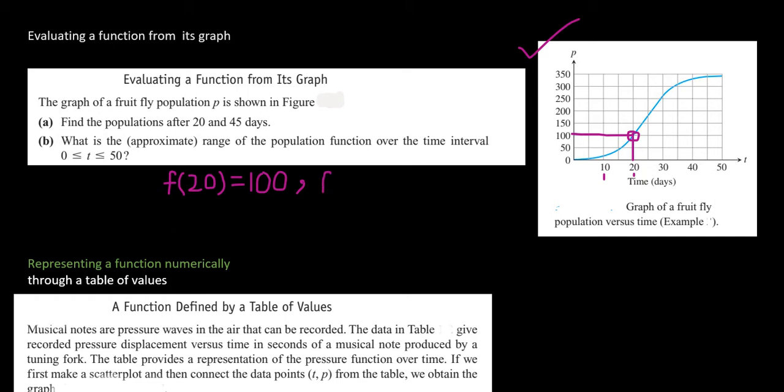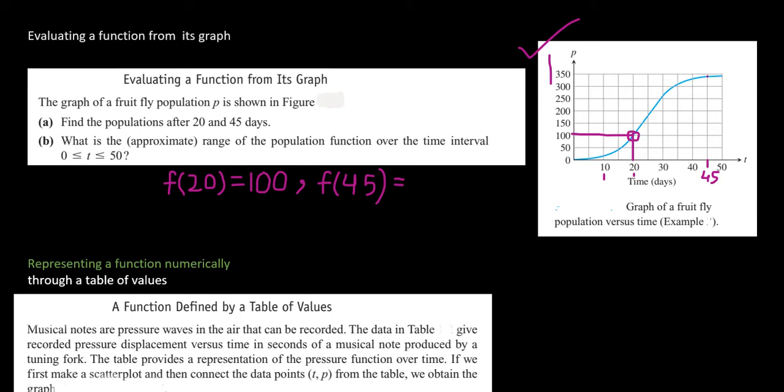So next they were asking about the value at 45 days. When we have 45 days, what will be the population of fruit flies? So here we will use the same approximation. You can see that here it lies over 45, and again we will use the approximation value on our vertical line, that is our population.